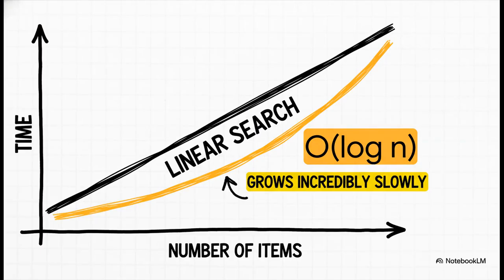This mind-blowing performance has a name in computer science: logarithmic complexity, or O of log n. All it really means is that as you dump more and more data into the map, the time it takes to find something grows incredibly slowly. It's what makes maps a powerhouse for huge, real-world data sets.